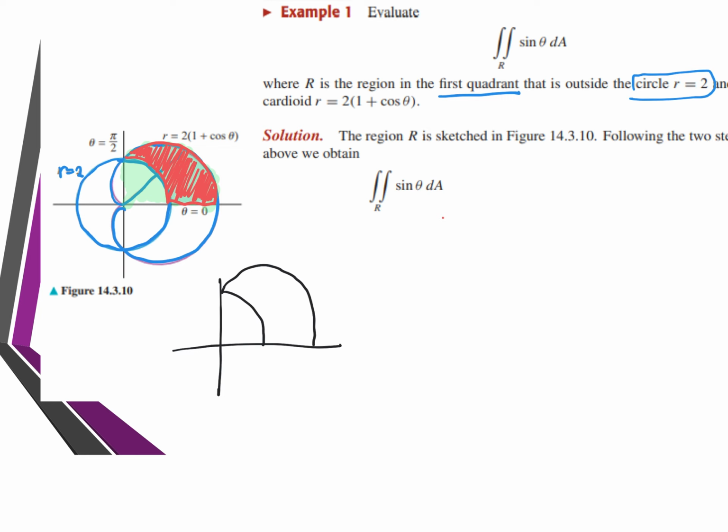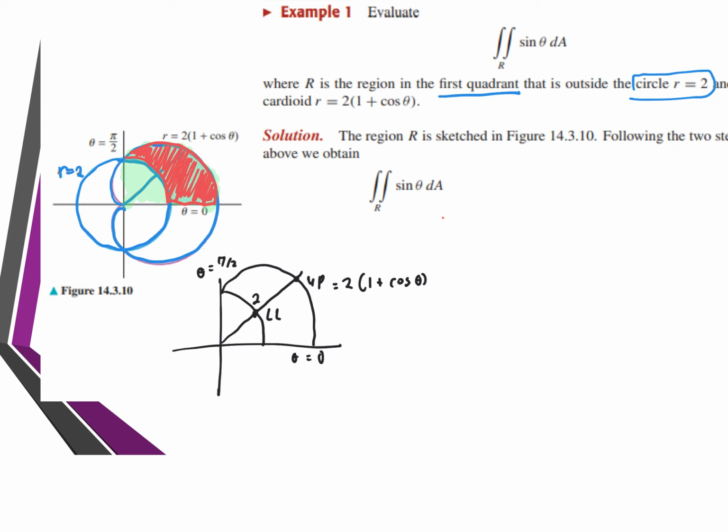Okay, this one is our theta is equal to pi over 2. This one is our theta is equal to 0. Now we are going to draw a line from the origin to the last one. This one is our lower limit. This one is our upper limit. Our upper limit is r equals 2(1 plus cos theta). Our lower limit is r is equal to 2.